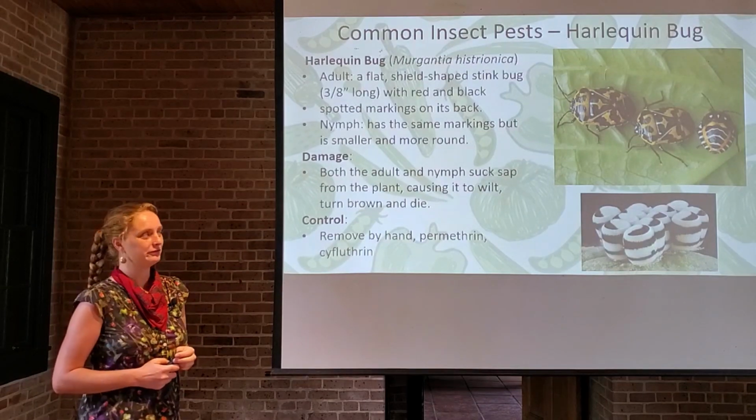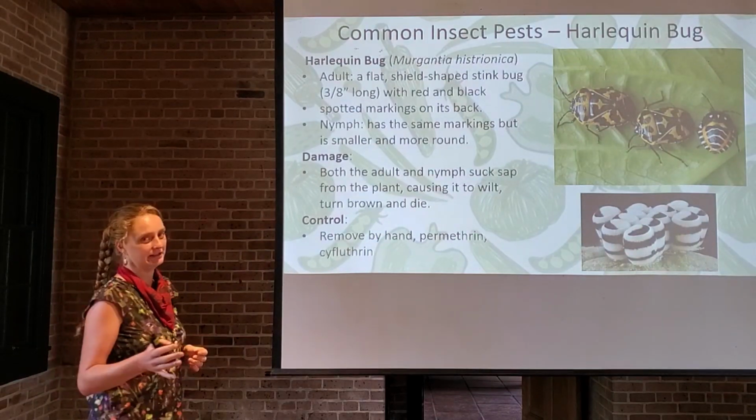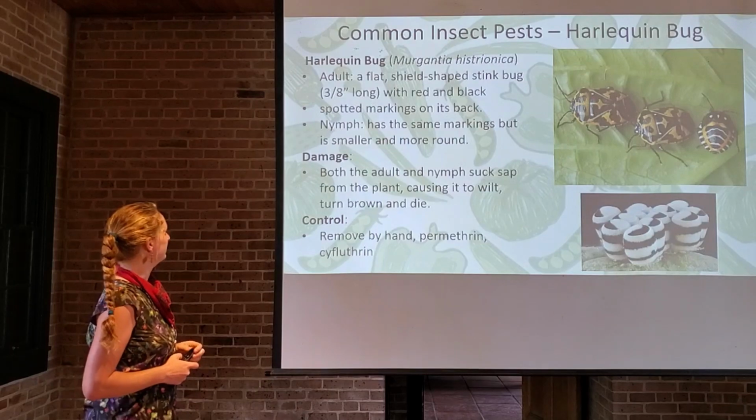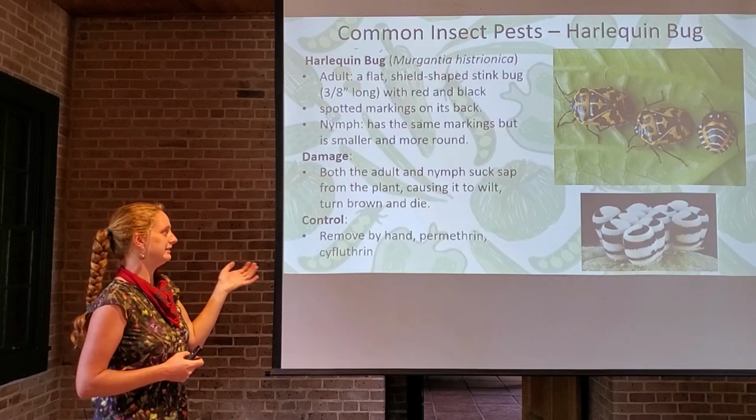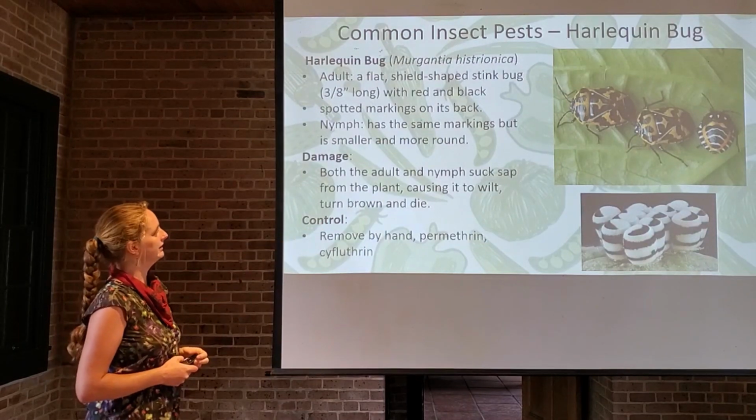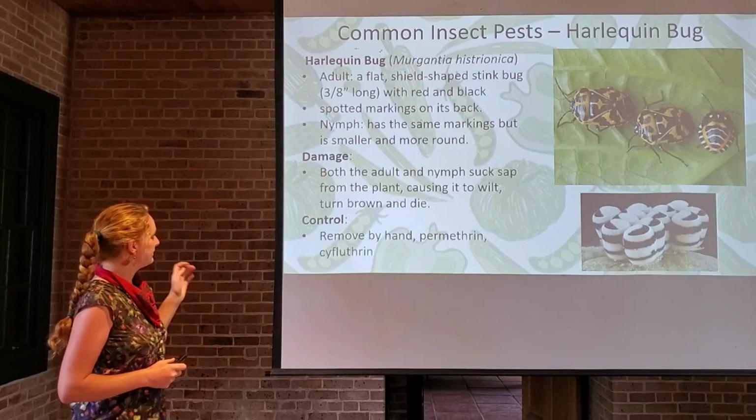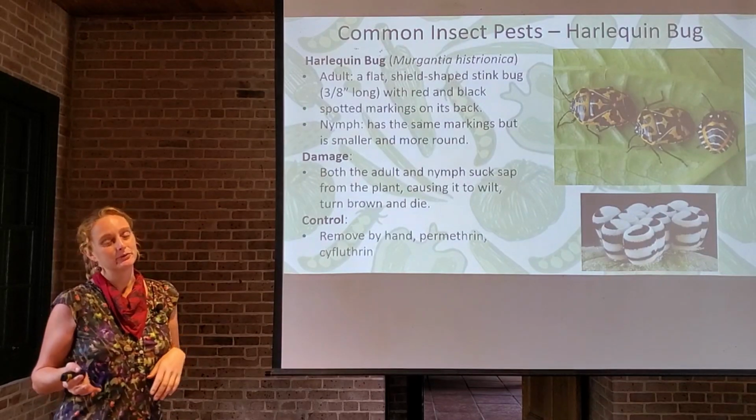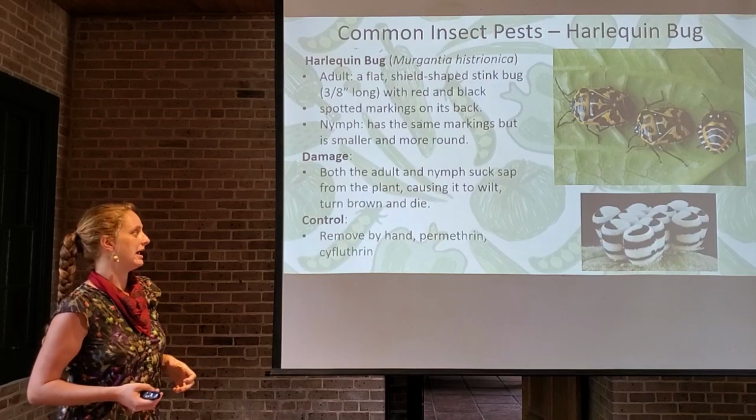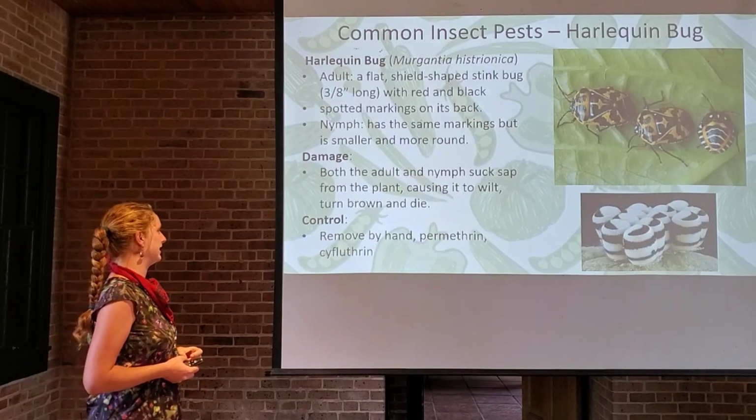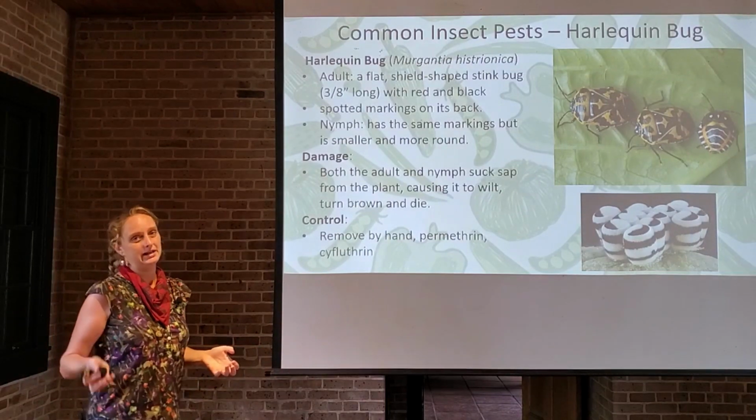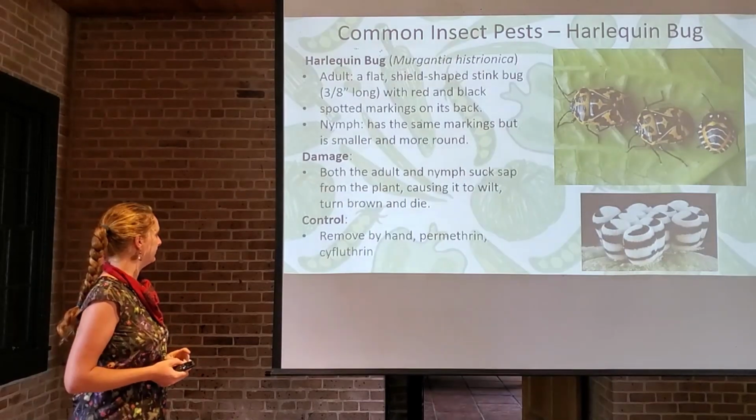I think it's really beautiful, and depending on what instar it is, that pattern does change. The nymph has the same markings, but it's slightly different. You can see that very well in that picture. Both the adults and the nymphs suck sap from the plant, so they're going to suck that plant dry. They're going to vector some diseases sometimes. They cause it to wilt, and they can cause the plant to die also.